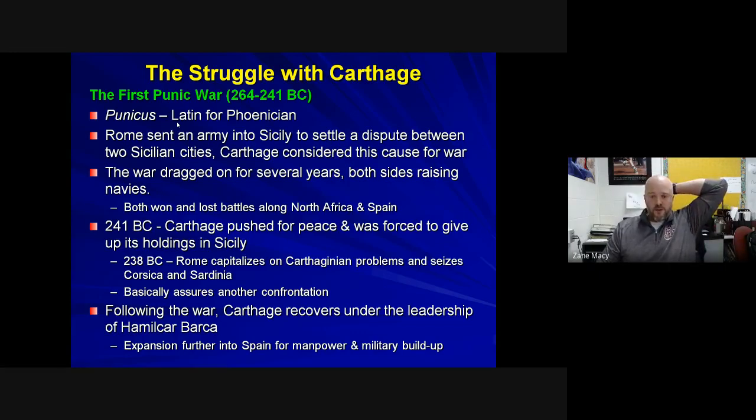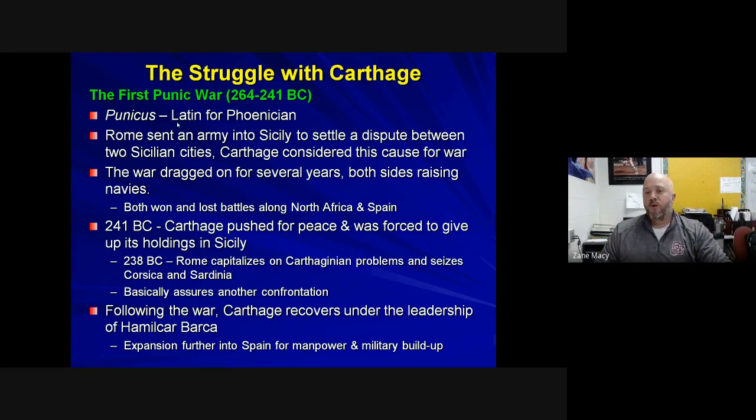The war drags on for several years. Both sides get involved, not just on the island of Sicily, but both civilizations' navies end up getting involved. Both sides won and lost major battles along the coast, and it does expand beyond Sicily. They start fighting in North Africa. They start fighting in Spain. For the most part, at this point, you don't have any real fighting in Rome or in Italy itself, the island of Sicily.